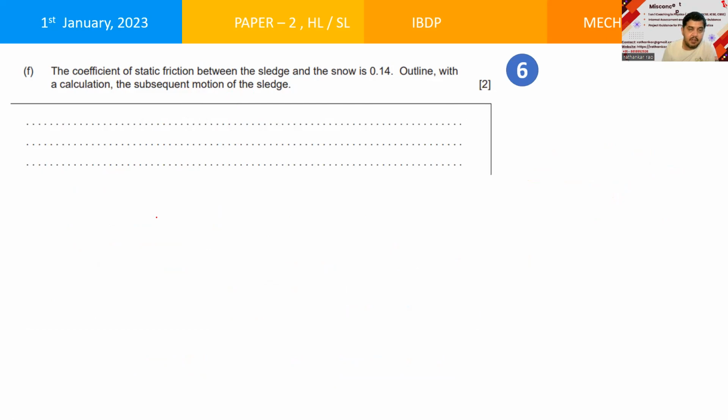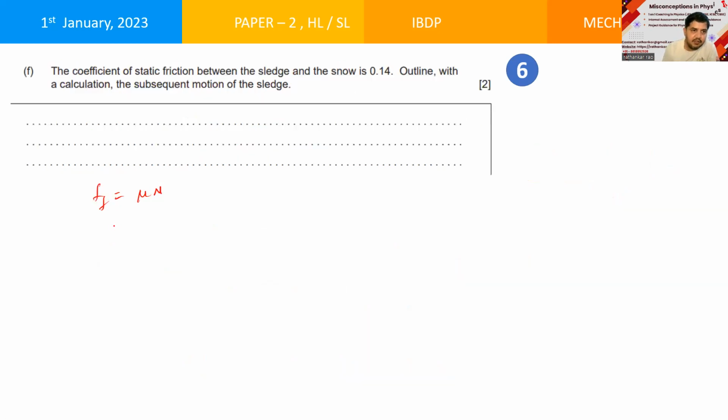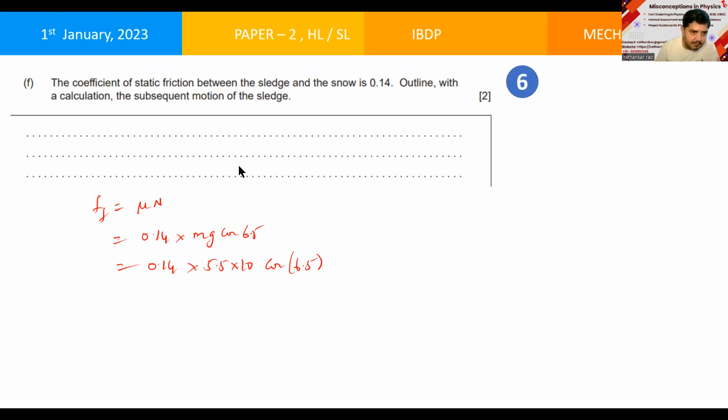What we need to do is, what was the friction? Frictional force is equal to mu times N. So this should now be equal to mu, 0.14 into mg cos 6.5. Which should be 0.14 into, what is mass? Mass is 5.5 kg, multiplied by 10 into cos of 6.5. I need the value of cos of 6.5, otherwise we will not be able to calculate this. My calculator doesn't support it. That's the problem. Anyway, let me try it out.